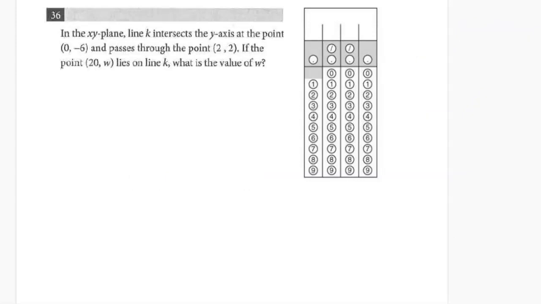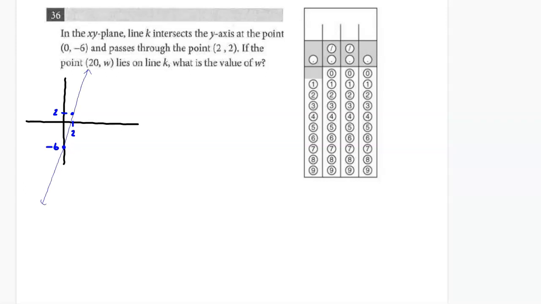All right, number 36, in an XY plane, line K intersects the y-axis at (0, -6), passes through the point (2, 2). So let me just do a rough little sketch of this. K intersects the y-axis at (0, -6), so we'll put that down here at -6. Then it goes through the point (2, 2), right there. So there's our line. It's going pretty doggone steep. It's going up like that.